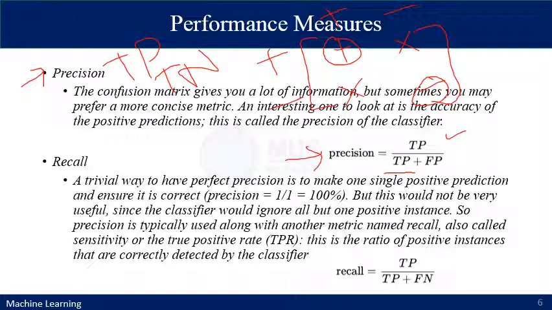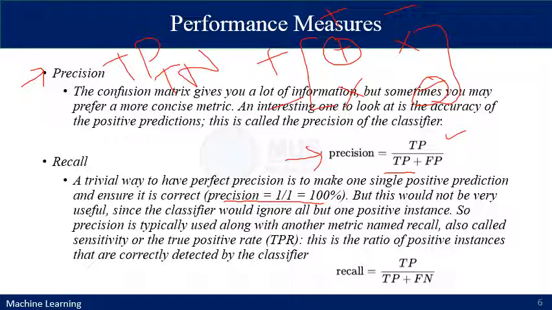On the other hand, there is another criterion to measure. A trivial way to have perfect precision is to make one single positive prediction and ensure it is correct. So if we have one positive prediction and no false positives, we can say that our precision is 100%. But this would not be a very useful criterion since the classifier would ignore all but one positive instance.